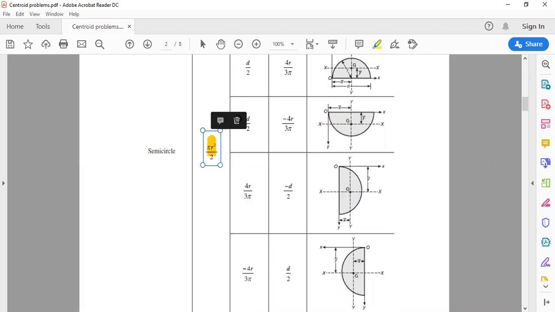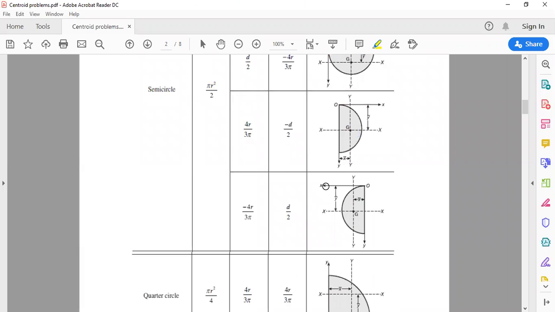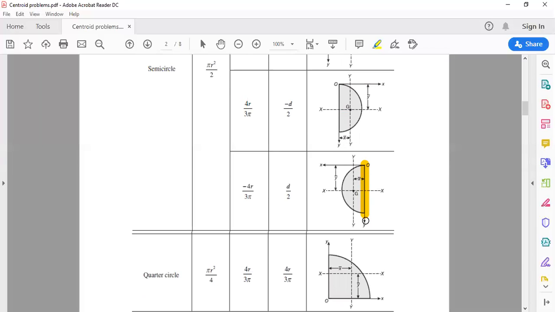Now next, the last case of semicircle and its orientation. So you can see that this semicircle which is seen here is lying in the third quadrant, with diametrical axis coinciding with y-axis. We need to calculate x bar and y bar for this. Now the area of semicircle remains the same, that is pi r square by 2. Now let us calculate the x bar and y bar.